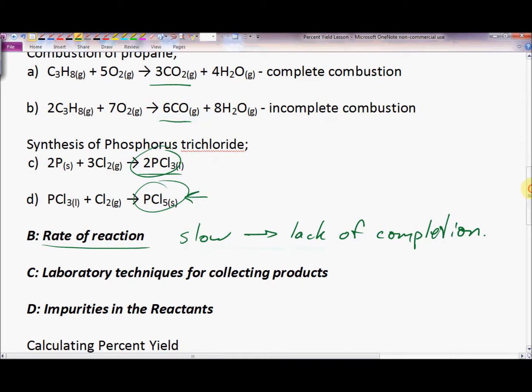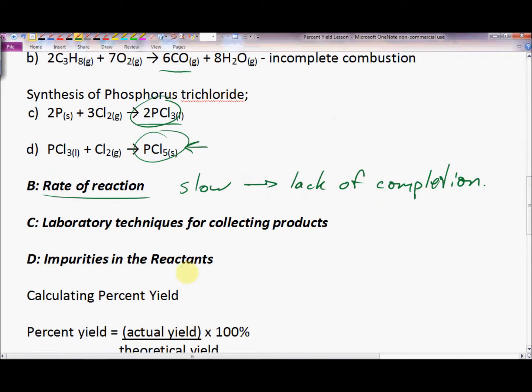Impurities in the reactants. If we're not using pure phosphorus, for example, or pure chlorine, then we're going to mass the reactants in advance and think that we have lots of phosphorus and lots of chlorine, when in fact we don't. We've got a bunch of other things thrown in there and we'll get less of our product. So impurities in reactants will also affect the percent yield.